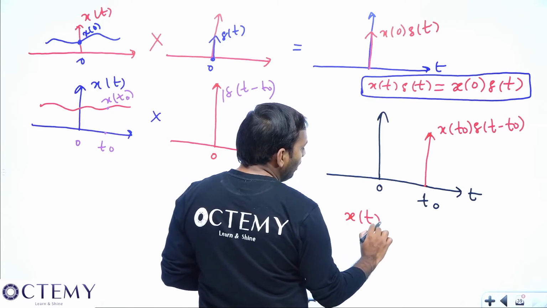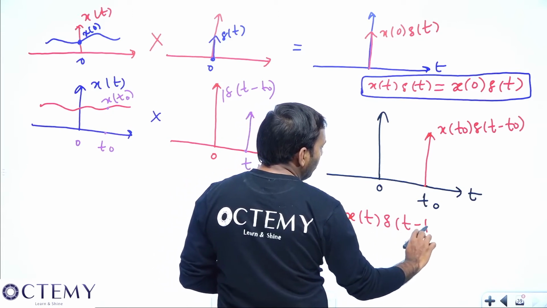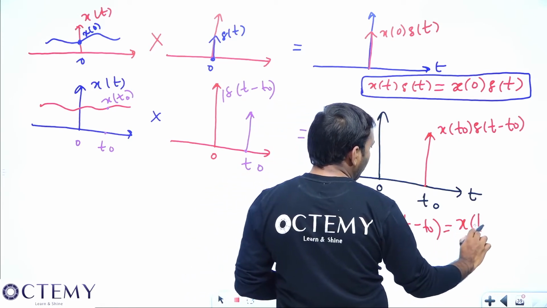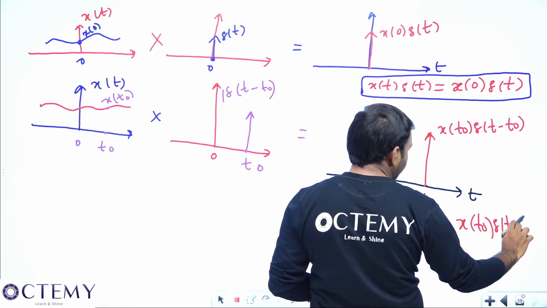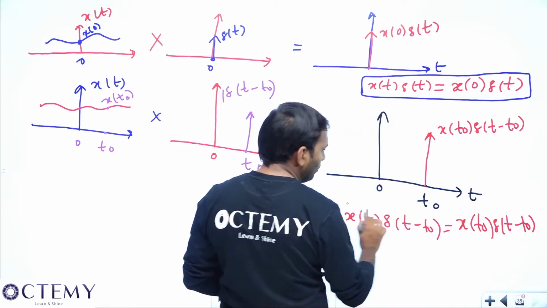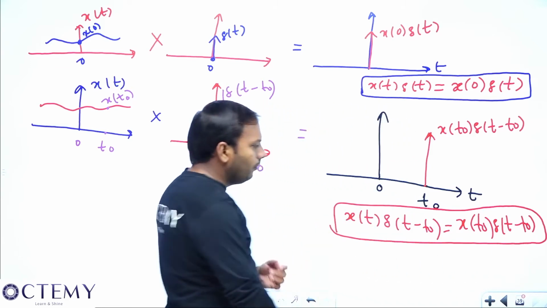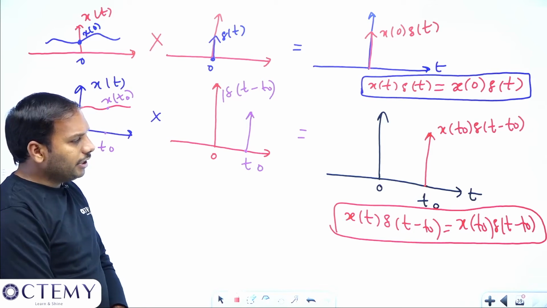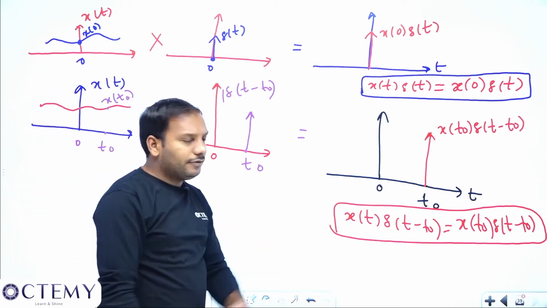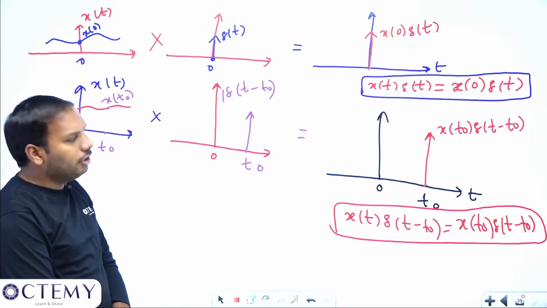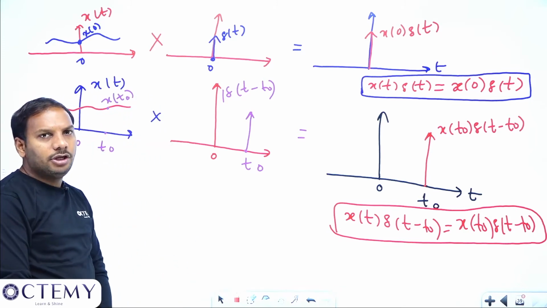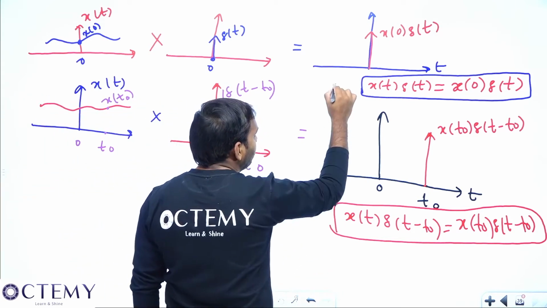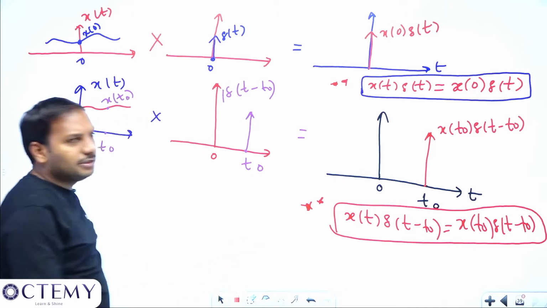X of t multiplied with del of t minus t naught will simply become x of t naught del of t minus t naught. So this is also one of the important properties of the multiplication of a function x of t with del of t minus t naught: you are getting x of t naught into del of t minus t naught. So try to remember these two properties of the impulse function when multiplying with any other signal x of t.